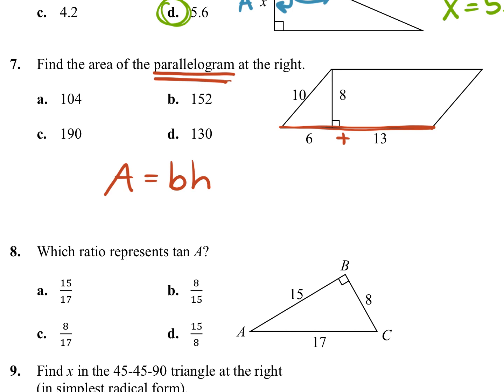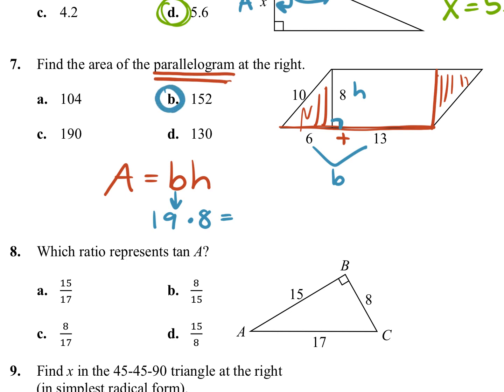Yes, you could break this into a triangle and a rectangle. You could do all of those, but it's way more work. The whole point is to use the formula that makes it the most simple. So your base is 19 because you're adding the 6 and 13. Which one's your height? 8. It's got to be the one that's perpendicular. So this is the height. This is the base. So 19 times 8, and you get 152. Letter B.